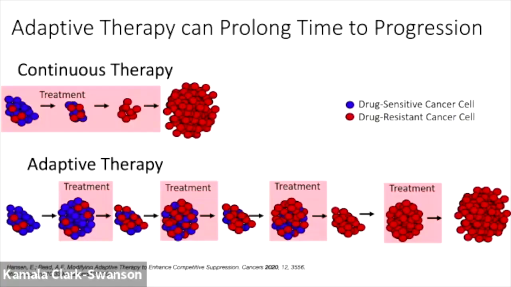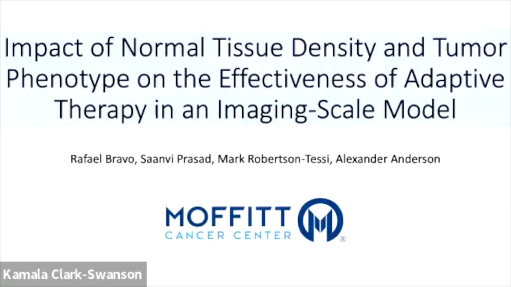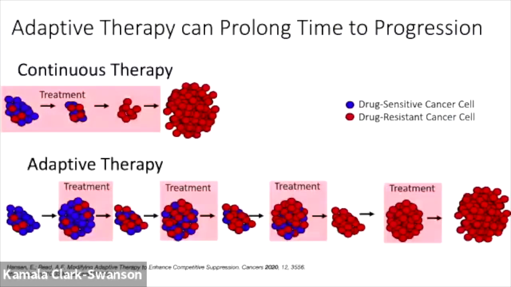So the idea, it's adaptive therapy. We all are well aware of adaptive therapy. I guess I should say the title. So I'm looking at how normal tissue and the tumor phenotype could influence adaptive therapy in an imaging scale model.